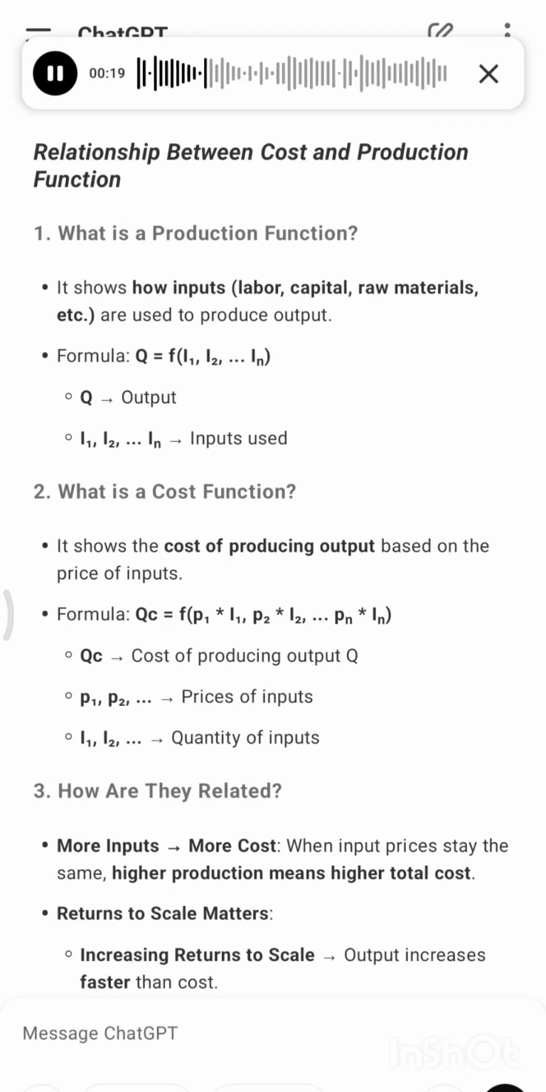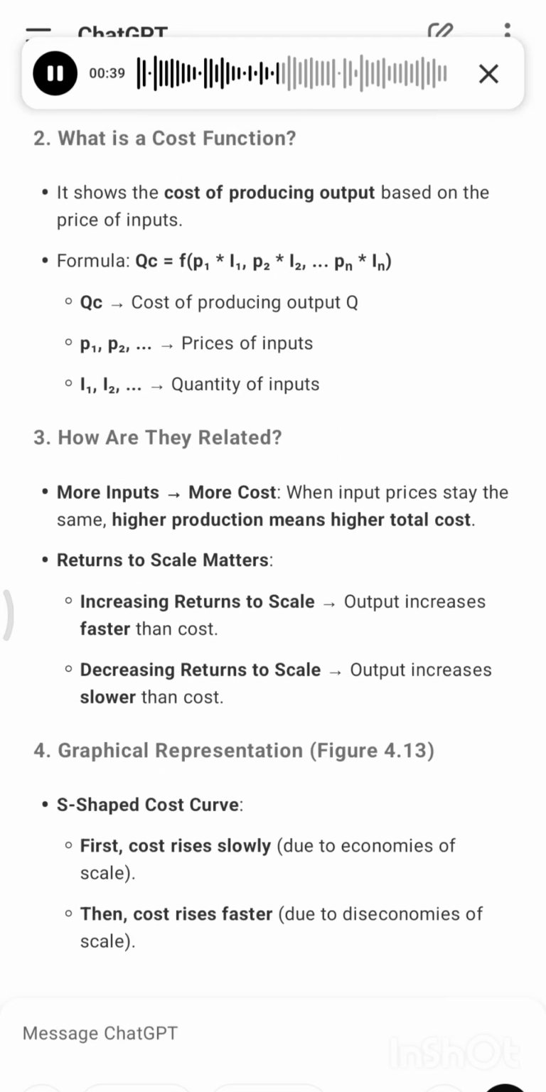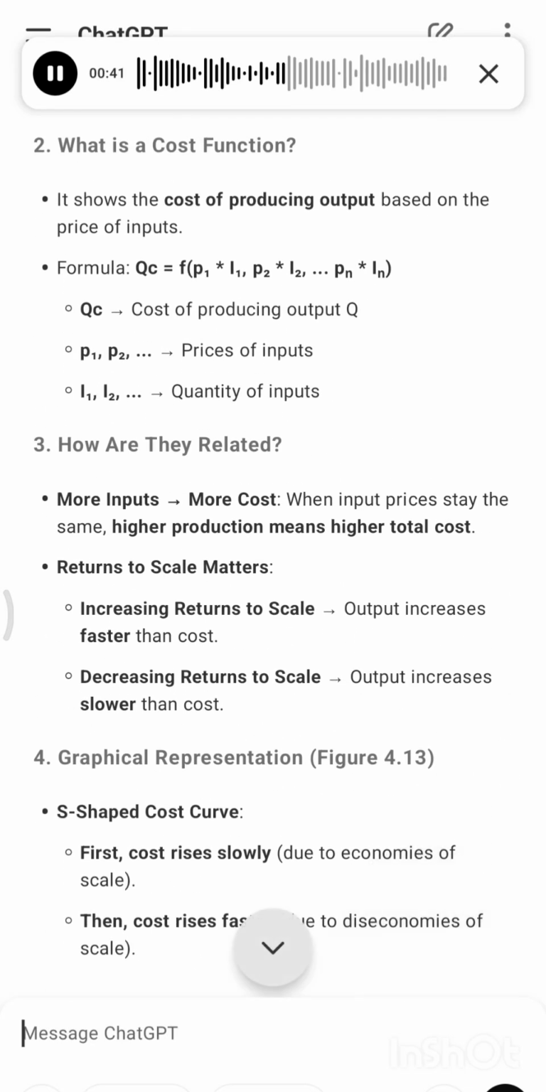2. What is a cost function? It shows the cost of producing output based on the price of inputs. Formula: C(Q) equals P1I1 plus P2I2 plus ... PnIn, the cost of producing output Q, where P1, P2 are prices of inputs and I1, I2 are quantities of inputs. How are they related? More inputs, more cost. When input prices stay the same, higher production means higher total cost. Returns to scale matters. Increasing returns to scale, output increases faster than cost. Decreasing returns to scale, output increases slower than cost.